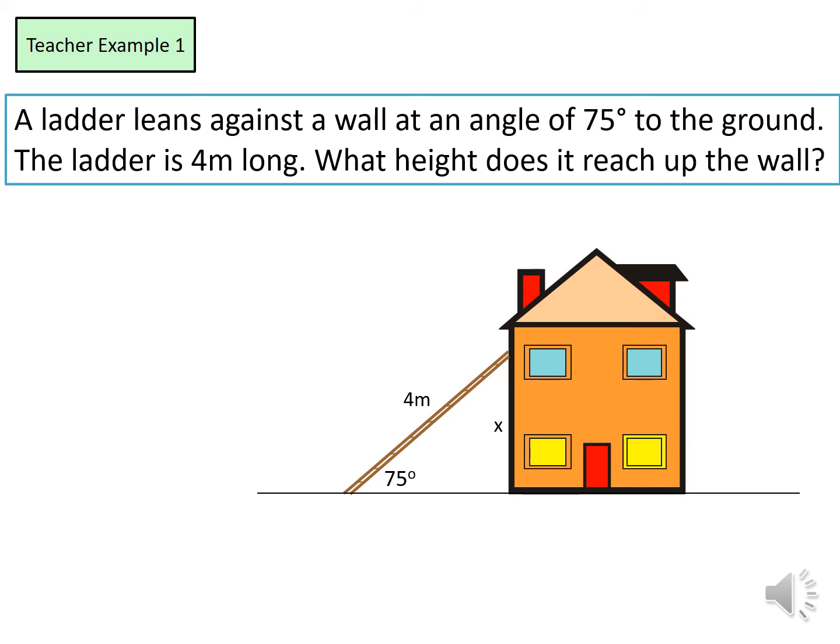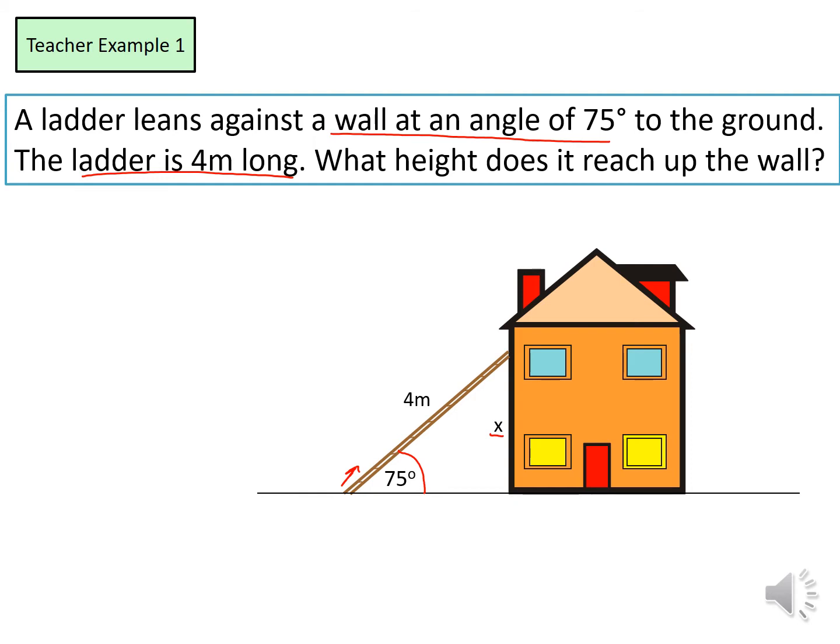You need to highlight the key information, because sometimes in an exam all that will be given to you is just the question, no sketches, so you will need to sketch it. So we know that the ladder leans against a wall at an angle of 75 degrees. The ladder is 4 meters long. As you can see from this sketch, this ladder is 4 meters long. It leans against the wall at an angle of 75 degrees from the ground. We need to work out what this length is here, up the wall.